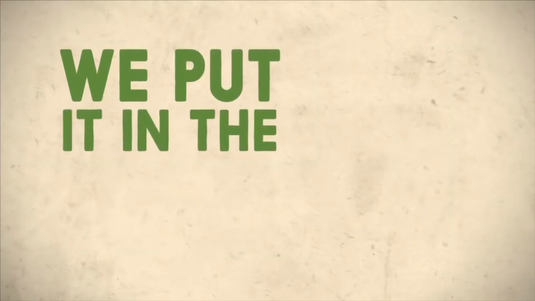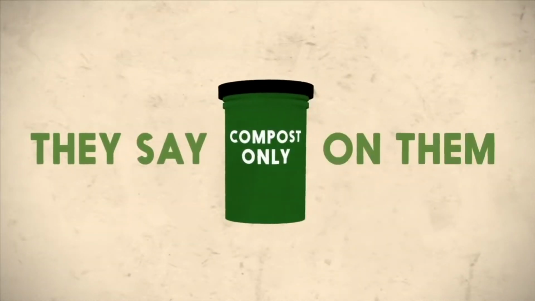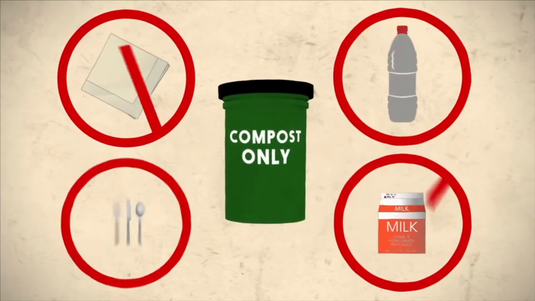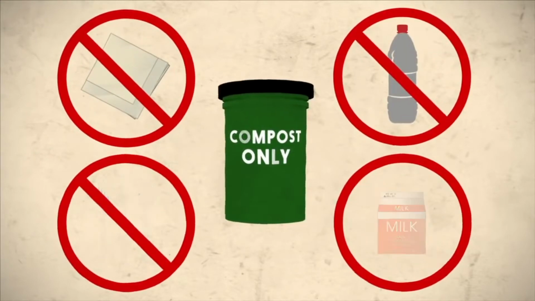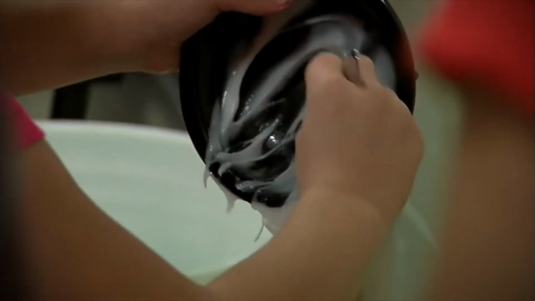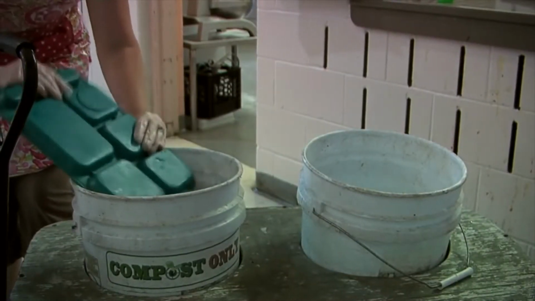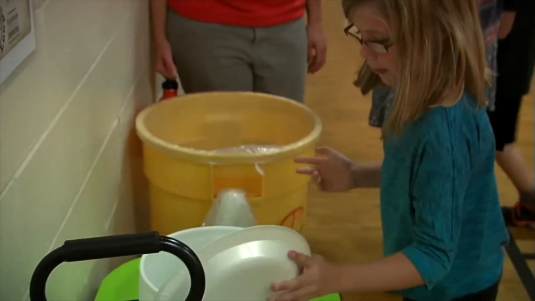We put it in the compost buckets. They say compost only on them so people know to not put anything else in. Source separation is very important. That means keeping food scraps in a container by themselves. At your school, there will be a bucket to put food scraps specifically. It's very important to keep everything separated into the proper containers. For example, trash goes into the trash can and dishes go back to the kitchen.